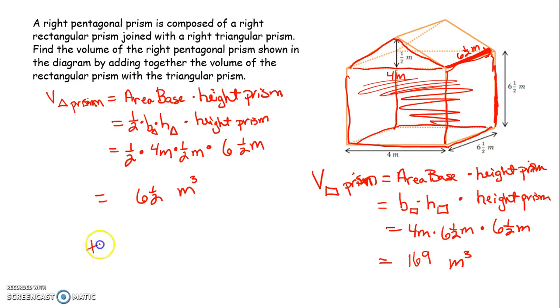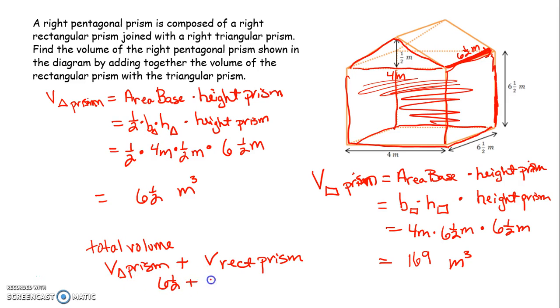So to find the overall volume, the total volume, I would take the volume of my triangular prism and add it to the volume of my rectangular prism. So that would be 6.5 plus 169 cubic meters. And that gets you to 175 and 1/2. 175 and 1/2 meters cubed would fill up that entire prism.